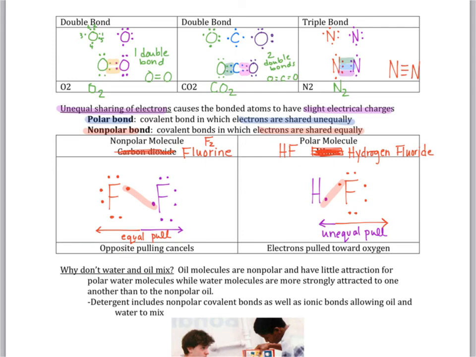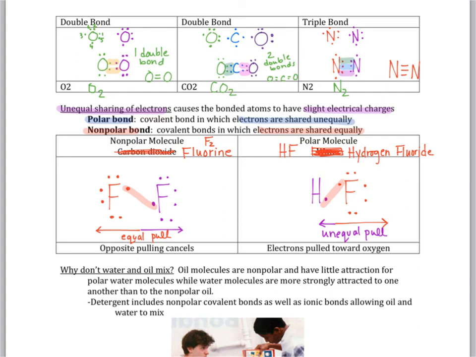A polar molecule would be hydrogen fluoride, represented HF. Here we have hydrogen and fluorine. It's an unequal pull because the fluorine actually is in greater need. It's bigger than the hydrogen, and so the unequal pull, you can see I drew a longer red line here representing the fluorine to show that the electrons are pulled toward, it says oxygen here, it's supposed to say fluorine. So noting the difference between them.